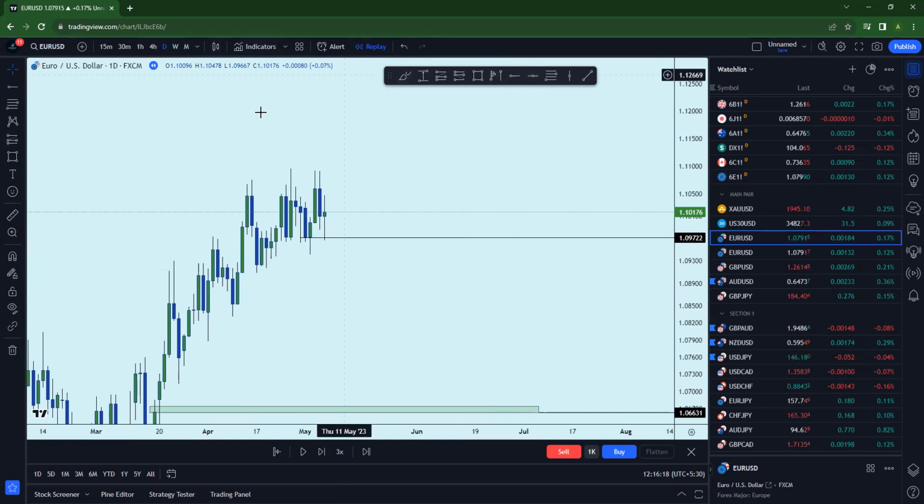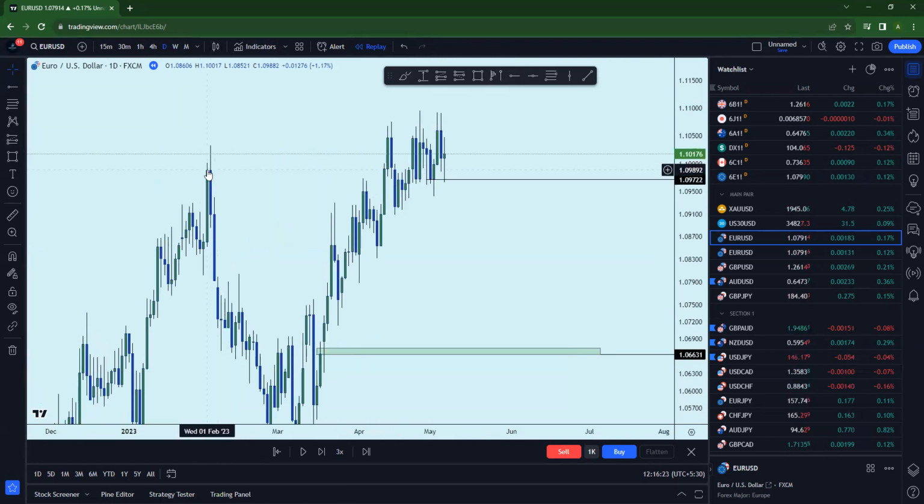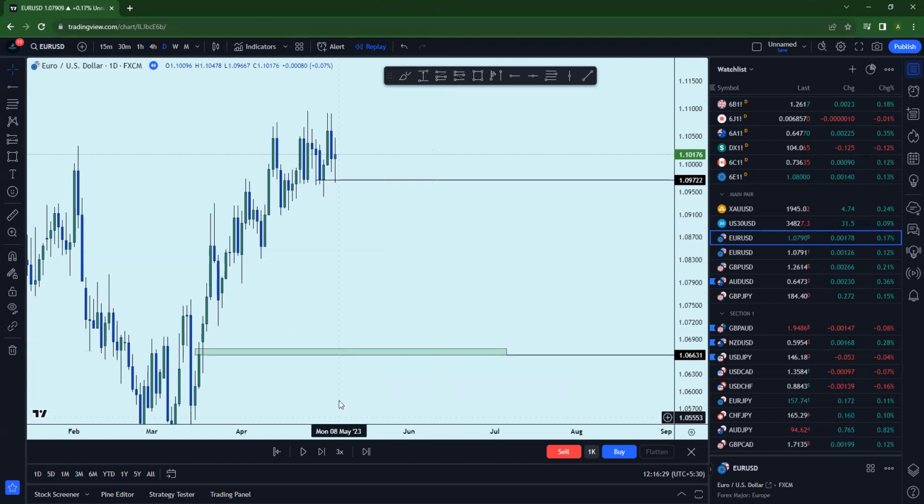So what happens over here? Once the market made a new high and broke the previous weekly high, this is where the price is overextended. Now the market has to come back to test the untested demand.